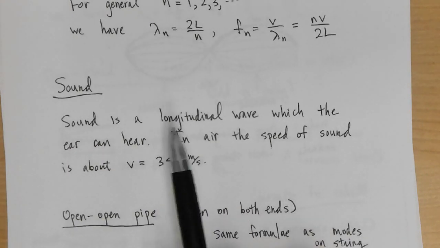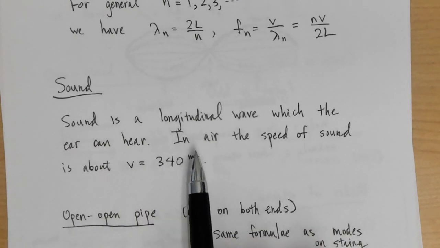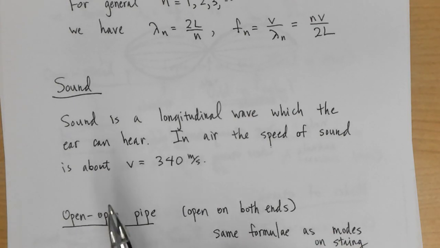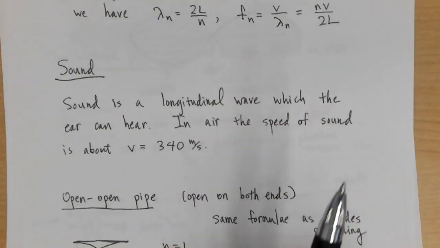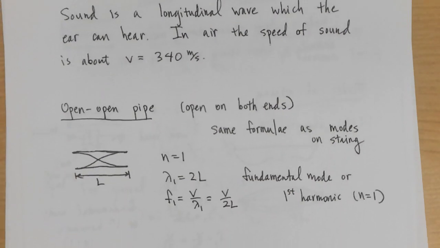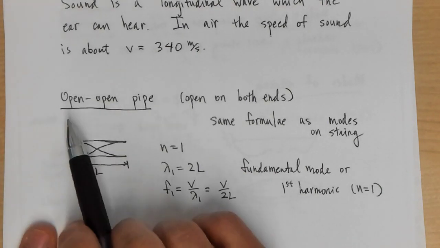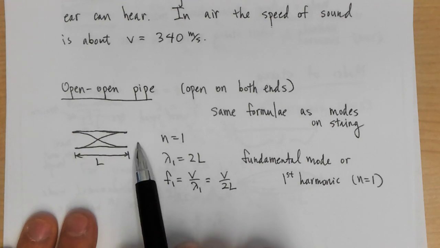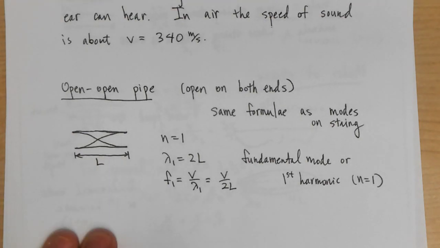Now, sound is a longitudinal wave which the ear can hear. In air, the speed of sound is about 340 meters per second. In a particular problem, they will probably give you the exact value they want you to use, because it depends on temperature.